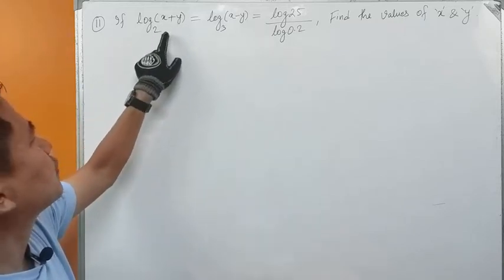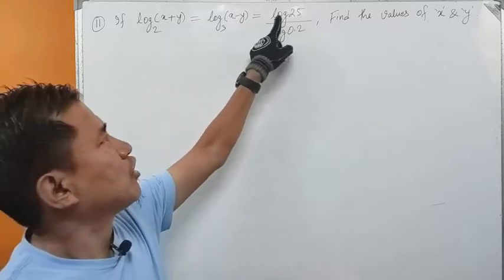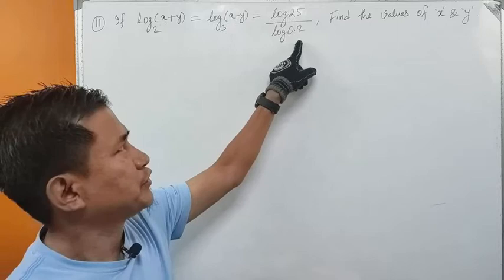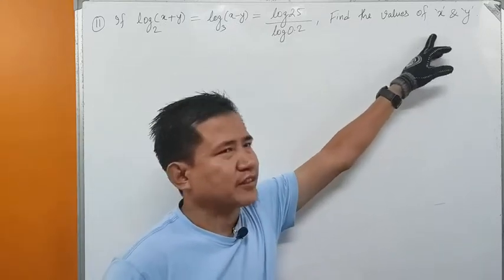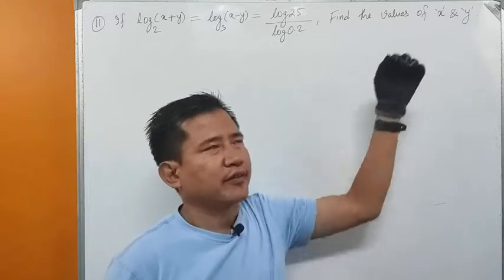If log (x plus y) to the base 2 equals log (x minus y) to the base 3 equals log 25 upon log 0.2, find the values of x and y. So these are the equations given to us. We are asked to find the values of x and y.